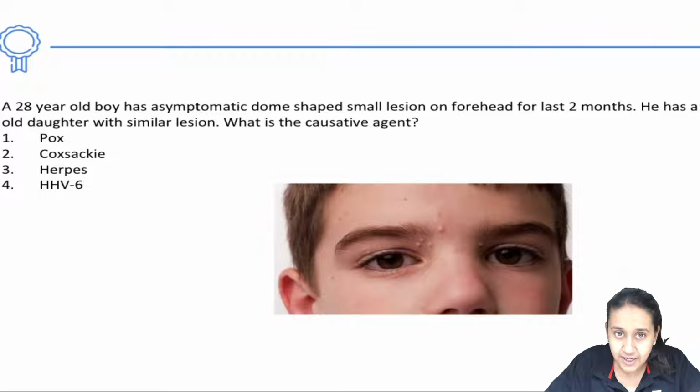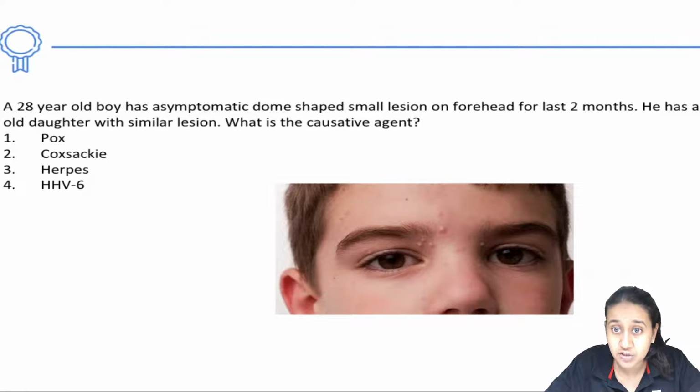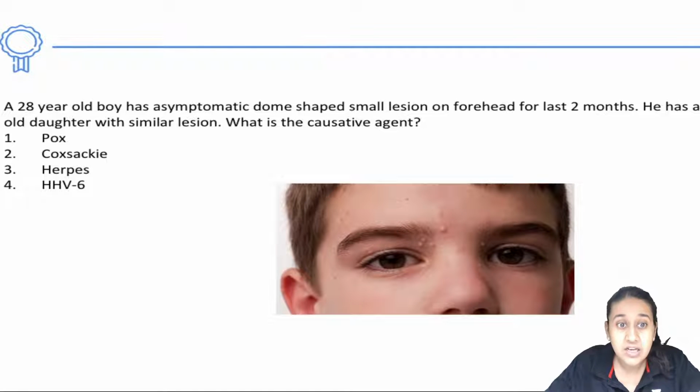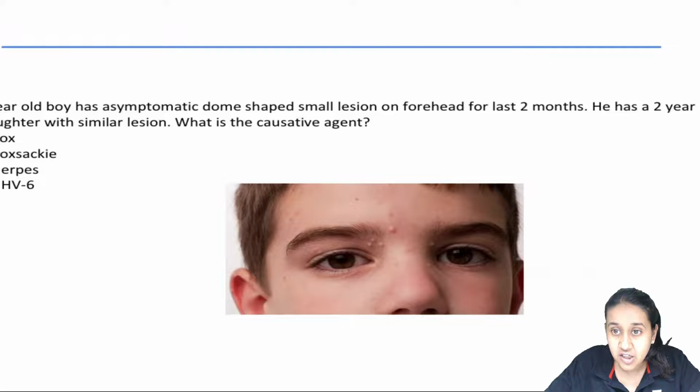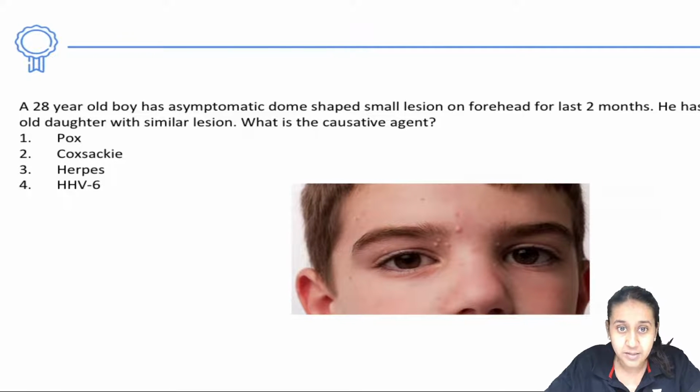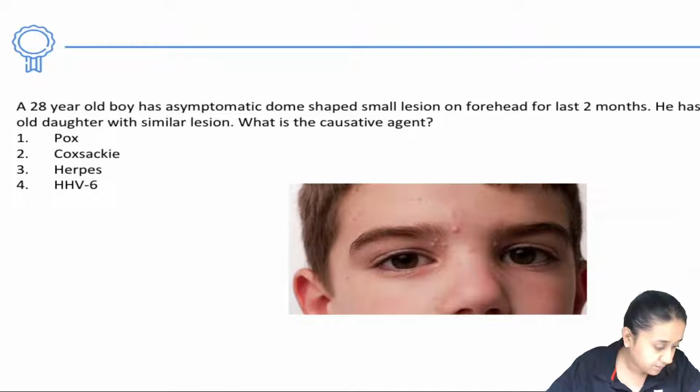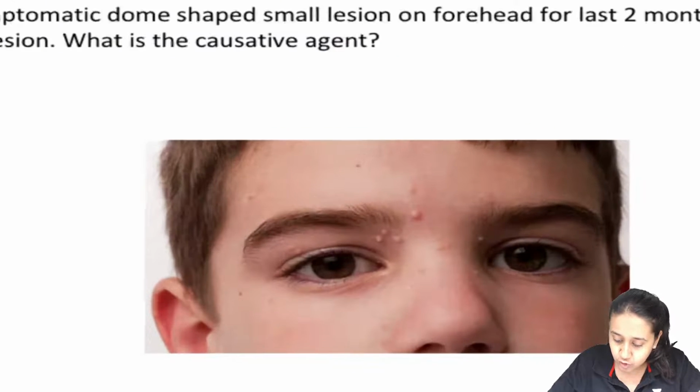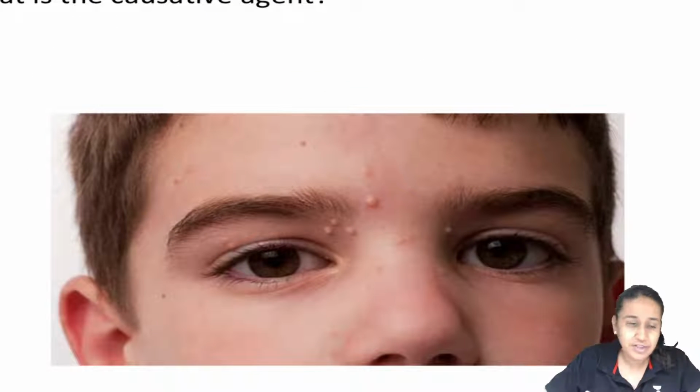A 28-year-old boy has asymptomatic dome-shaped small lesions on the forehead for last 2 months. He has a 2-year-old daughter with similar lesions. What can be the causative agent? So first of all, I want all of you to please look at this image. Can you tell me the diagnosis here?